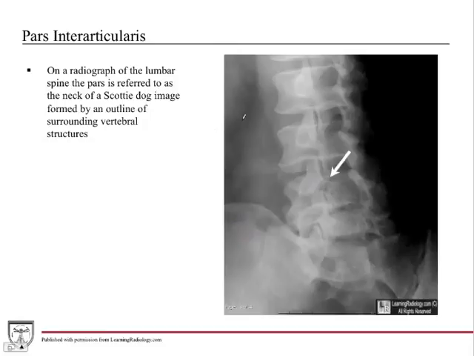So just to show you a radiograph of this pars, on a lumbar spine, the pars is referred to as the neck of a Scotty dog image, which is formed by the outline of surrounding vertebral structure. So if we look here on this x-ray, this is really an oblique or posterior lateral view of the lumbar spine. And so here's the head of the dog that I'm tracing here. Then here's the body of it. Here's its hind legs here, and then its front legs here. And so what the pars is thought of is this neck here.